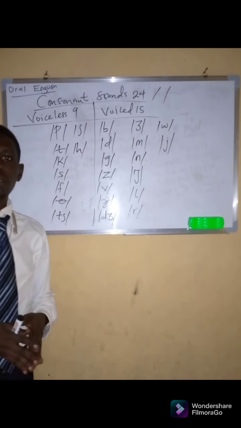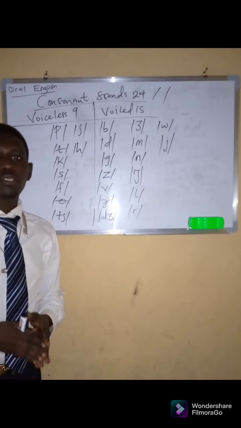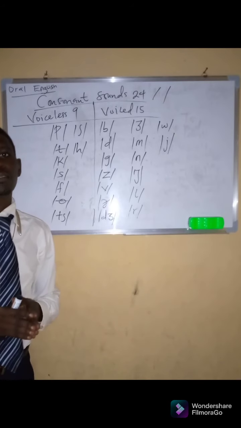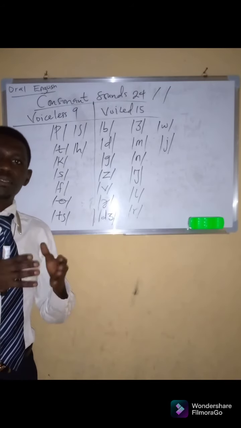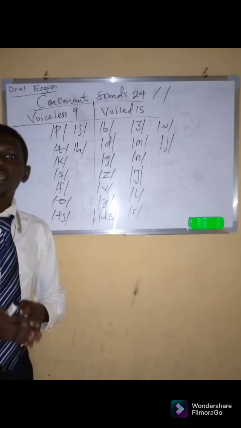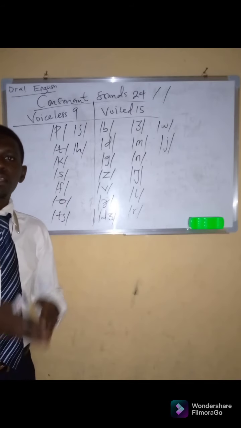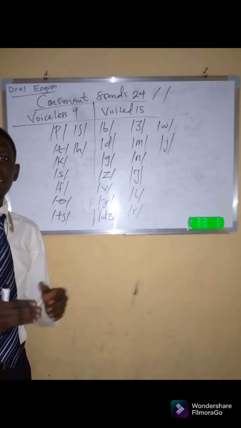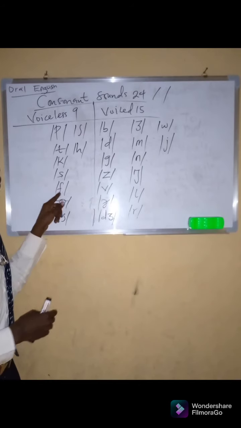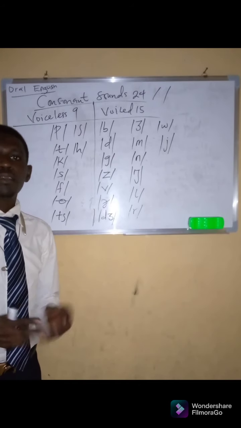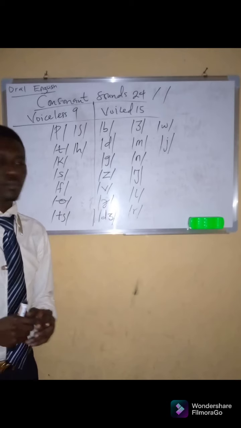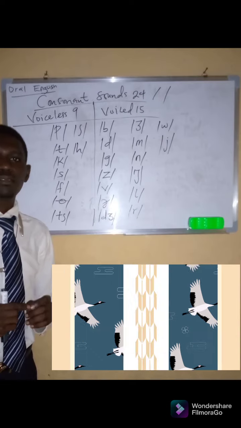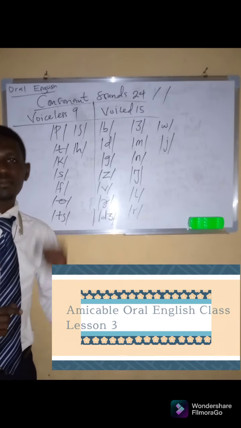This is the sound P, as in page, pen. This is the sound T, as in take, ten. This is the sound K, as in cake, cage. This is the sound S, as in sing, sit. This is the sound F, as in five, fresh. This is the sound Th, the theta sound, as in think.